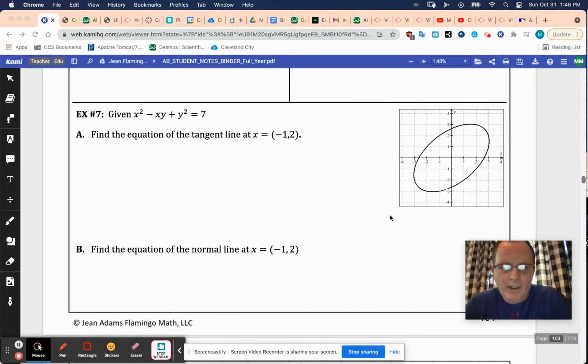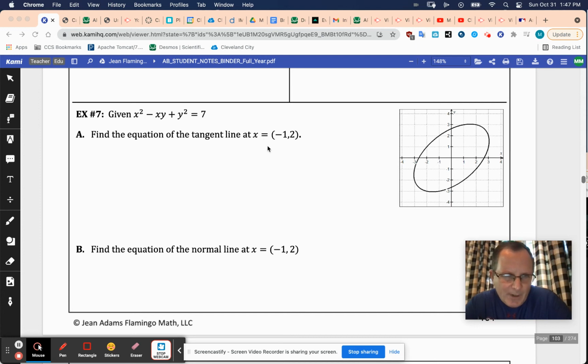Okay, so now finally a graph here. This is x squared minus xy plus y squared equals 7. Used to be, things like that would be pretty difficult to graph, but now you could put that in Desmos right now and it'd graph this thing perfectly for you. I mean, you would see this exactly.